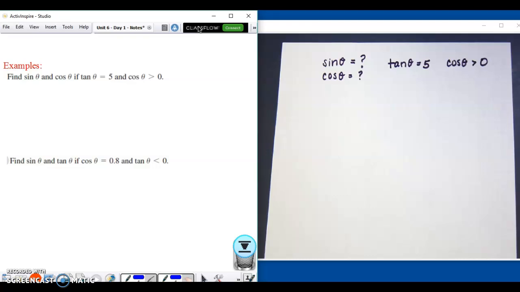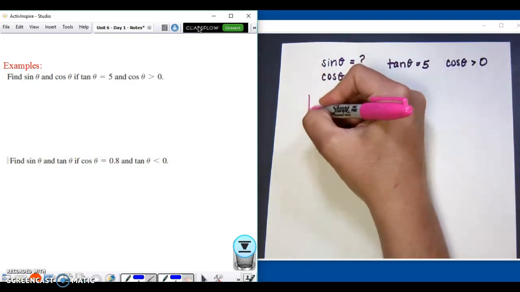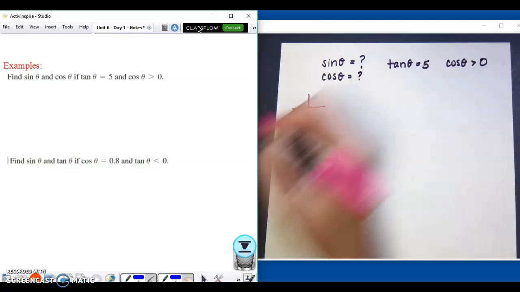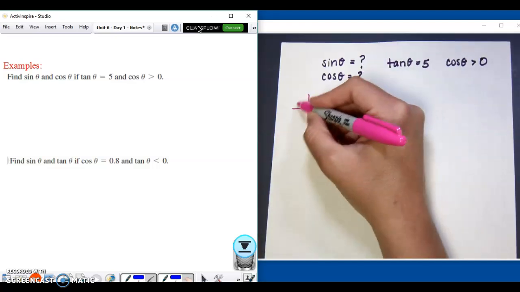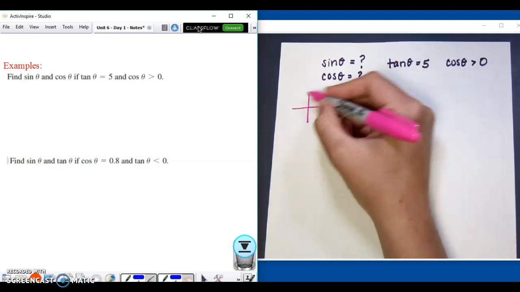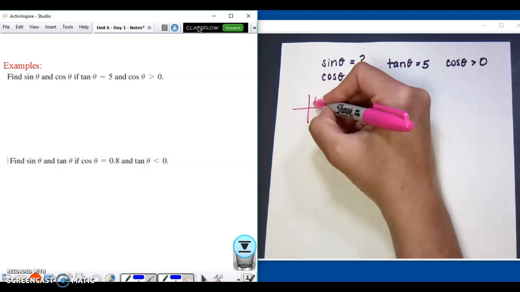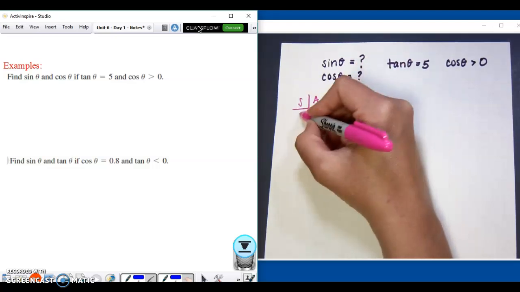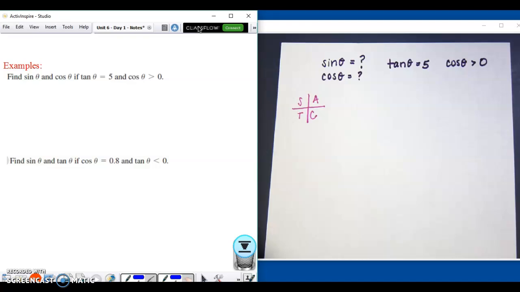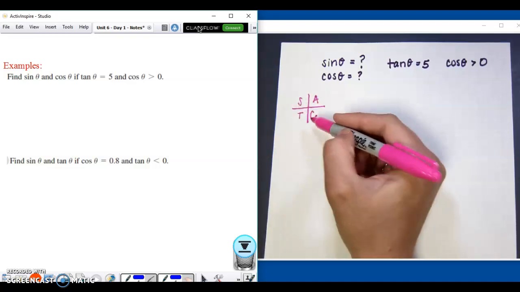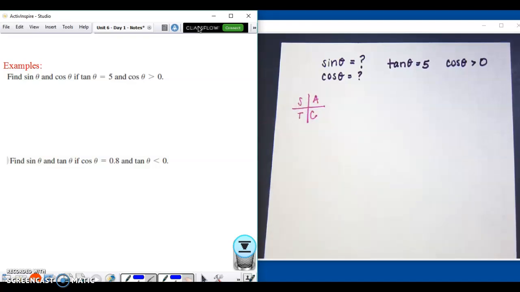Okay, the first thing that we want to do is work with our signs. There's a little trick to figure out what trig functions are going to be positive. So think about this as your unit circle. This is quadrant 1, 2, 3, 4. The little saying is all students take calculus. Okay, it goes in order: A, S, T, C. The letter stands for which ones are positive.